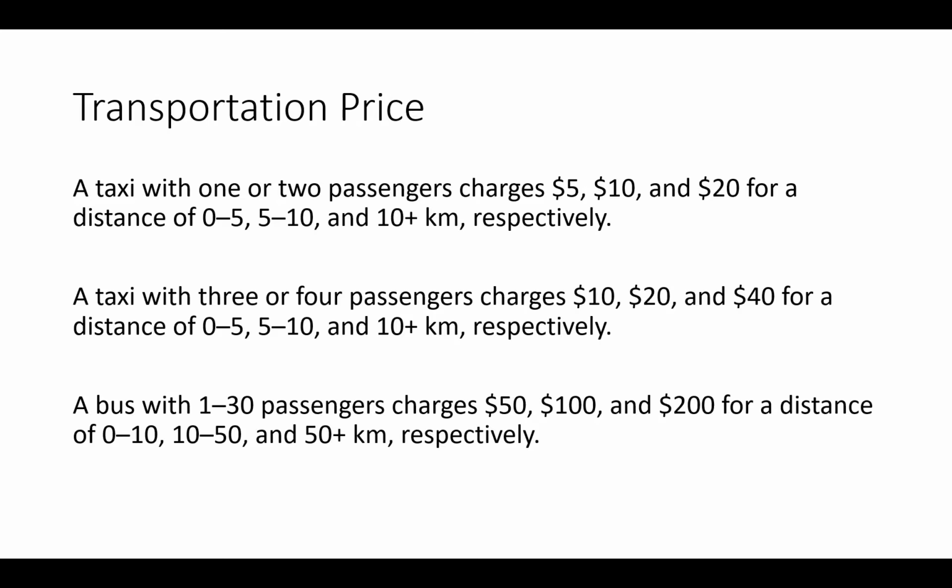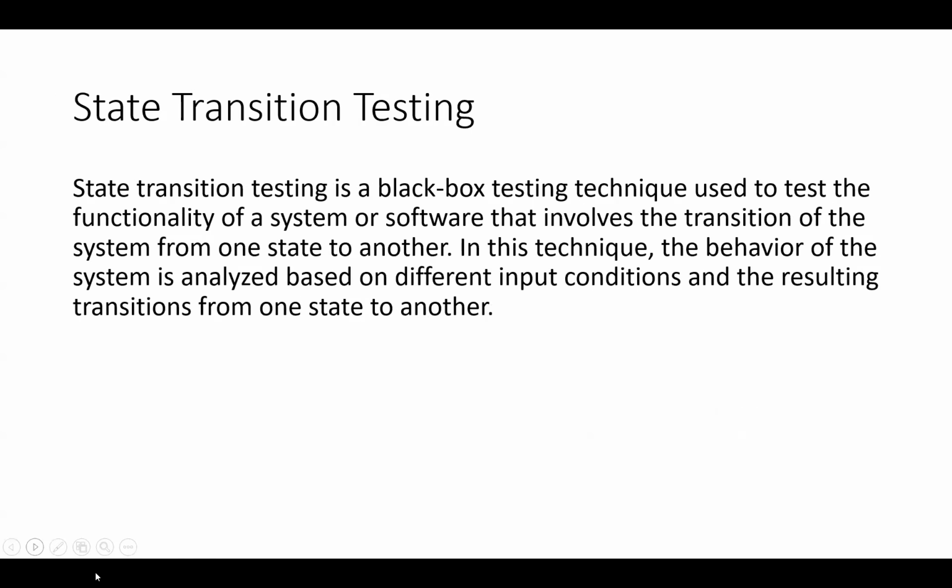And then finally, the bus has its own set of criteria. The bus has many more passengers, up to 30, and charges $50, $100, and $200 for a distance of 0 to 10, 10 to 50, and 50 plus kilometers respectively. So for this one, you all could have a look at it and then try the table for that, right?